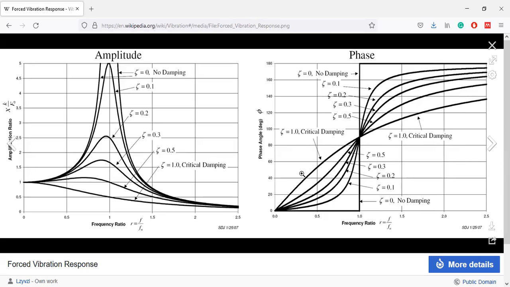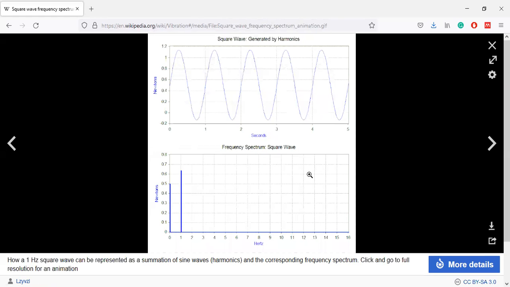Okay, so these are important plots in the analysis of the overdamped, critically damped, no damping, and underdamped cases. So this is a kind of square wave generation by harmonics. Okay, initially it was harmonic vibration. From that, the square waves are produced. Okay, so this is some frequency spectrum of square waves.